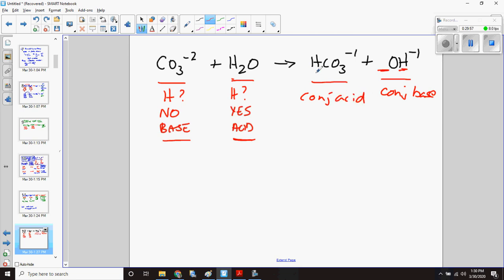HCO3 negative has a hydrogen which it could possibly donate. Okay, so we're about 30 minutes in. That's all we're doing for this particular lecture. I have a couple pages in the book for you to read. The book you're reading, page 740 and 741, and that's it. This is about Bronsted-Lowry theory.